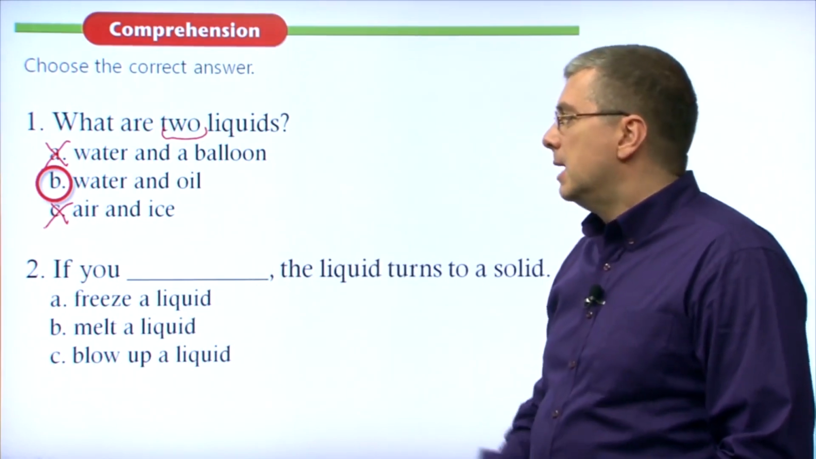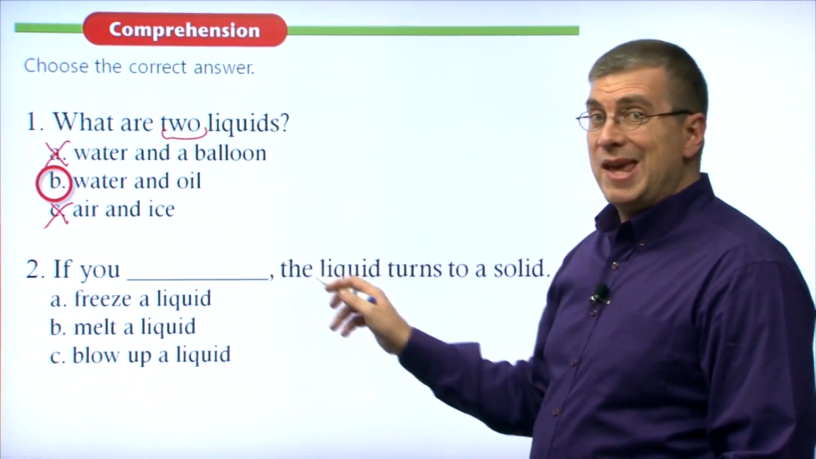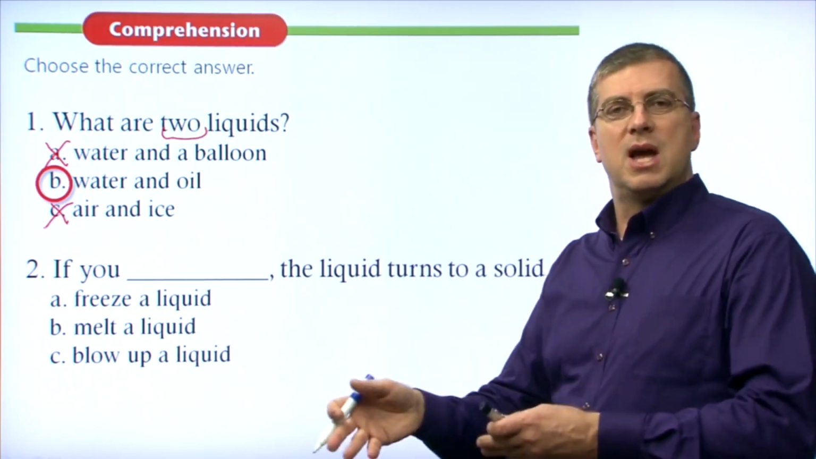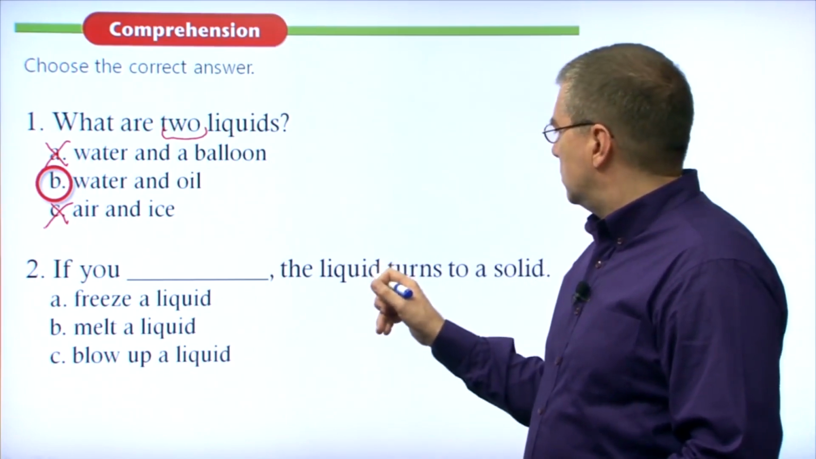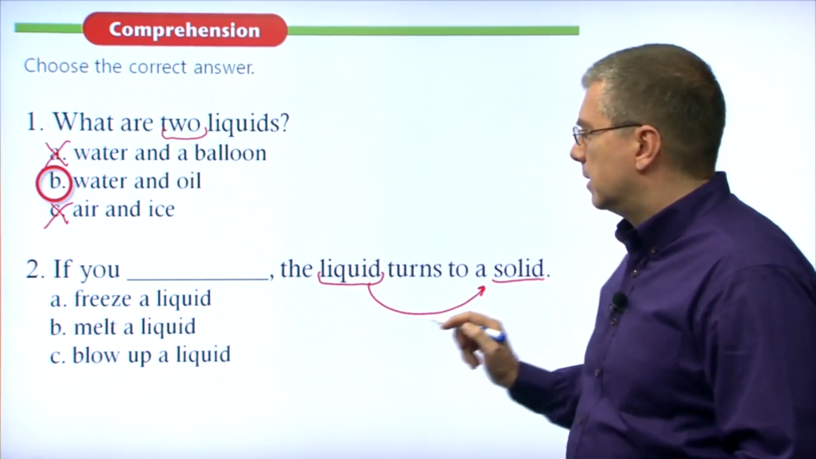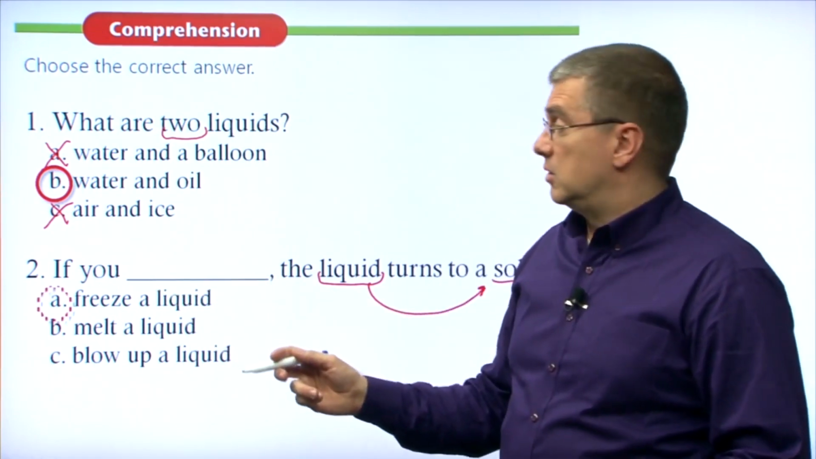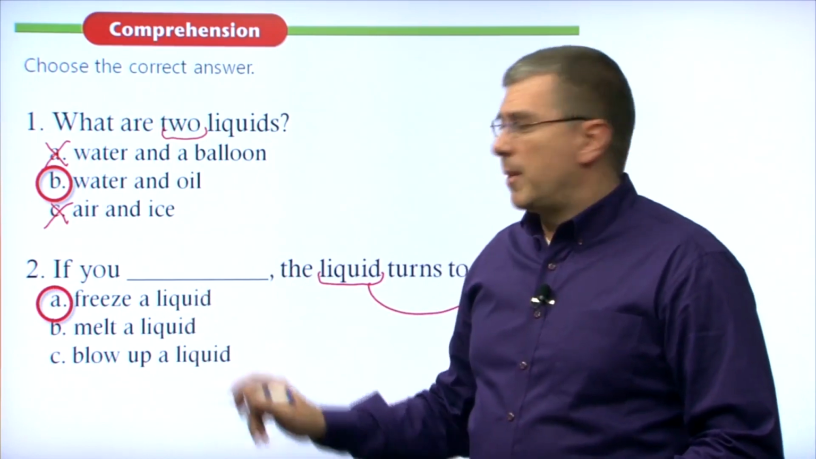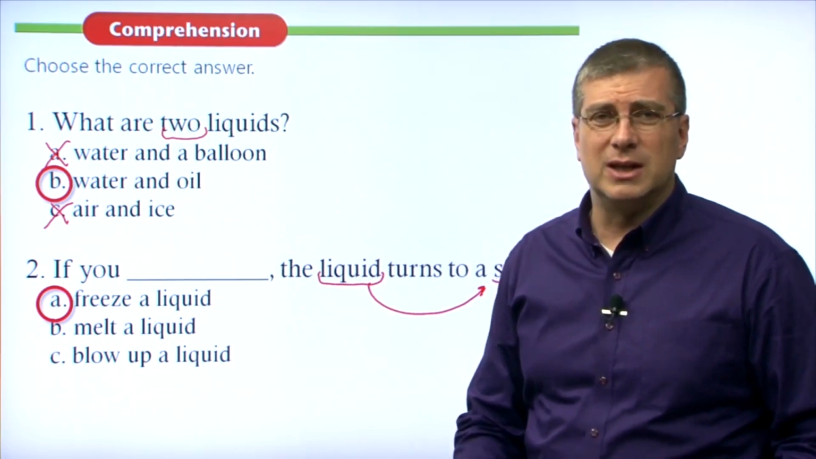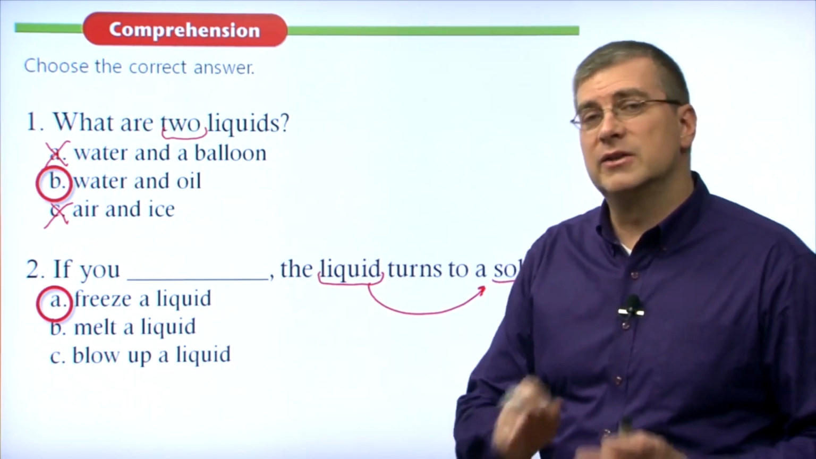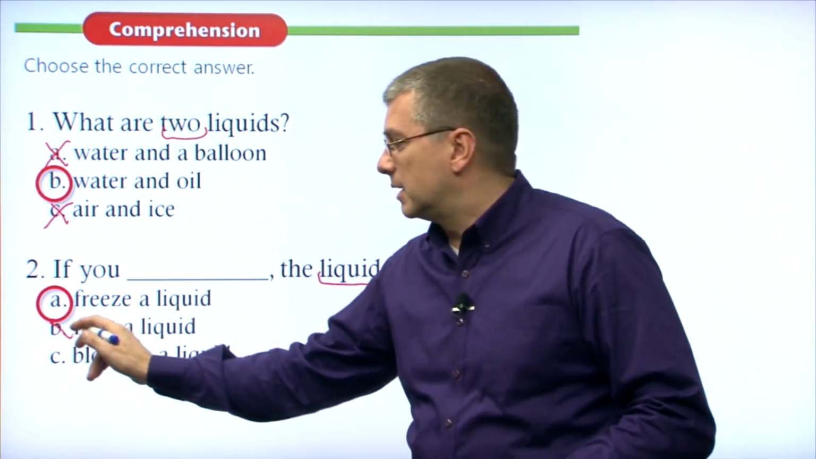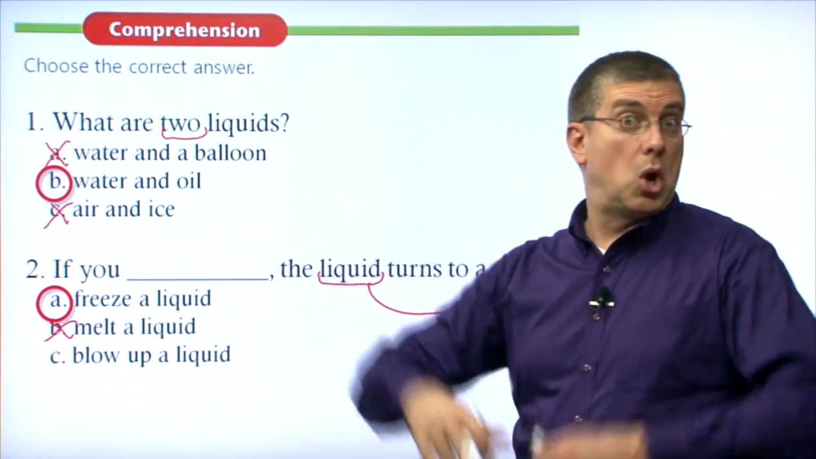B is the answer. Number 2, if you blank, the liquid turns to a solid. So we're talking about changing from one form to another. What do you have to do to a liquid in order to turn it into a solid? Do you freeze it? Yes, actually you do. That's the answer. You don't melt it. Remember, can you melt a liquid? That doesn't make sense. You melt a solid, and a solid turns into a liquid. So obviously B doesn't make sense. C, you blow up a liquid.